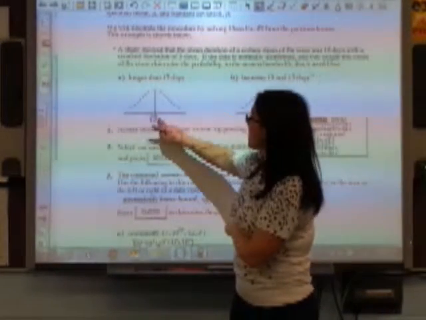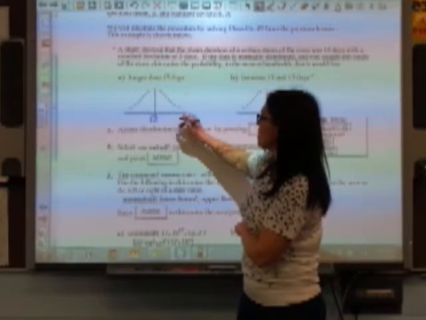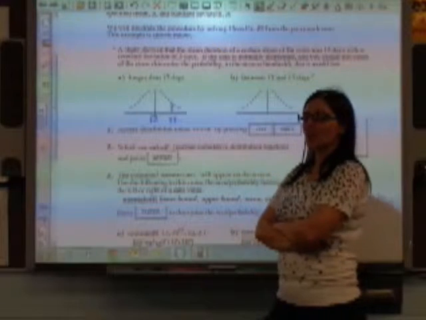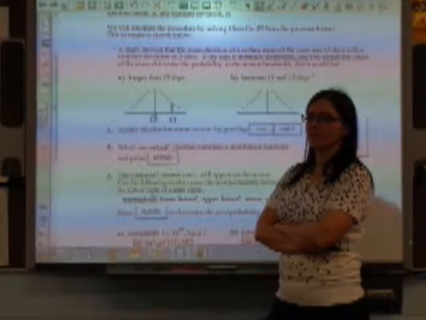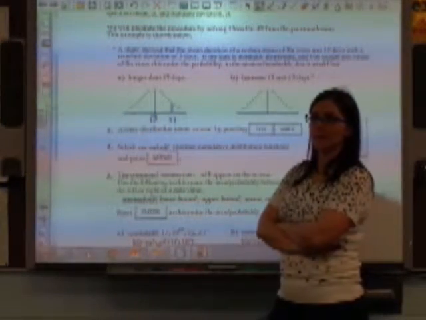Okay, and standard deviation is 3, so 3 days would give me 15, another 3 would give me 18, so it would be somewhere over here. Which area do I shade? Longer than 17 days.